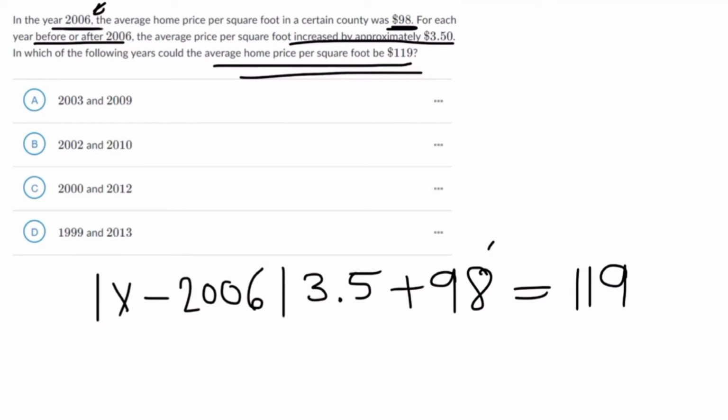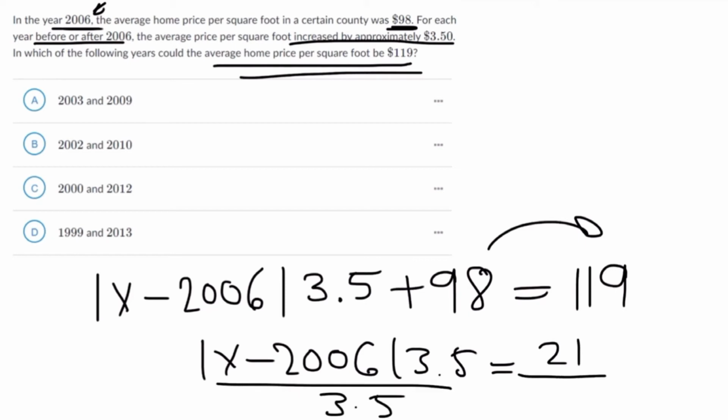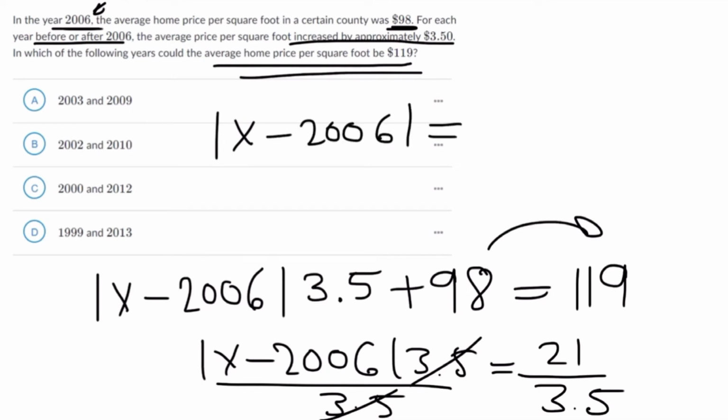Now, first thing I'm going to do is take 98 to the side, leaving 3.5 times the absolute value equals 119 minus 98, that's 21. And then to get rid of 3.5 here, I'm going to divide by 3.5. This will go with this, leaving us with, actually let me write this up here. Absolute value of x minus 2006 equal to 21 divided by 3.5, which would be 6.